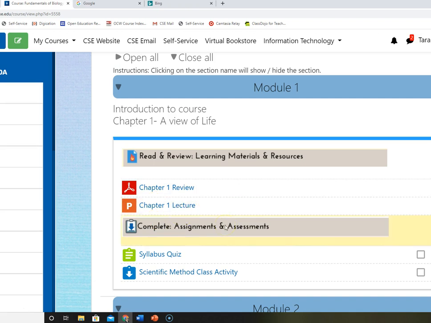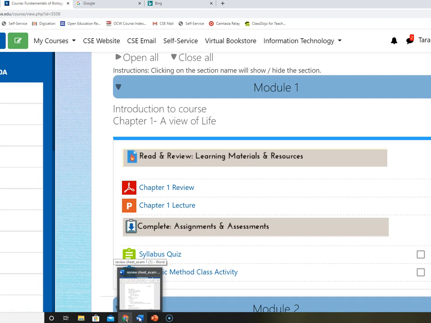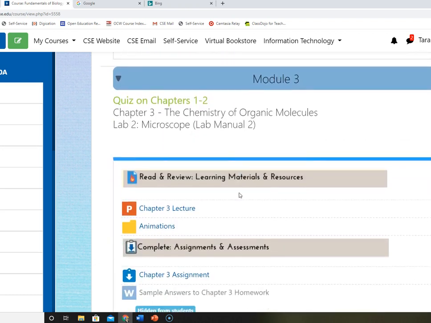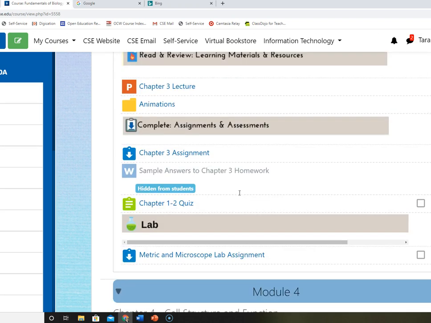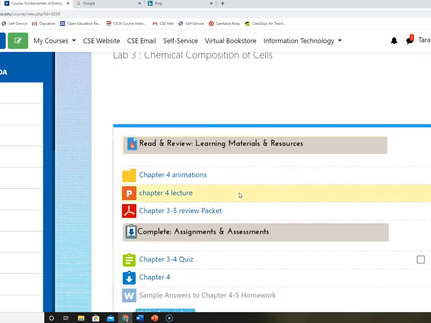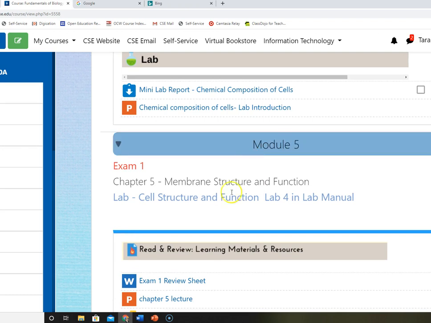One other thing: as you go through every lecture, I have you fill out the exam review sheet as you go. Before the exam, the completed review sheet will be submitted. It'll be due. You'll usually find it right around when the exam is going to happen, and that's down here in module 5.